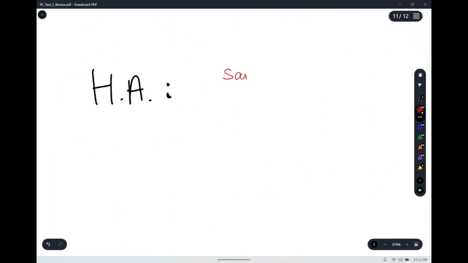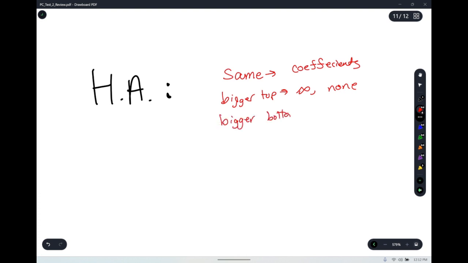Okay, so same means coefficients. Bigger on top means infinity or none. Bigger on the bottom means y equals 0, y equals 0.